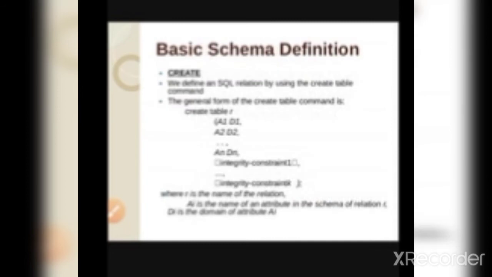And the next one is not null. The not null constraint on an attribute specifies that the null value is not allowed for that attribute. Okay, we can specify it along with A1, D1, A2, D2 in what we have created here. Here we can specify this integrity constraint not null.